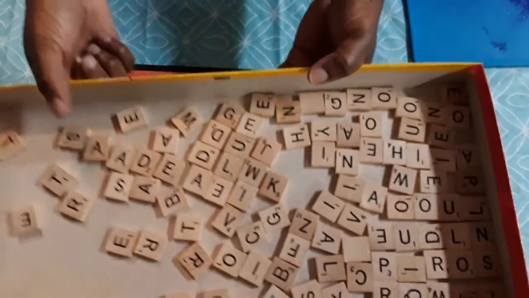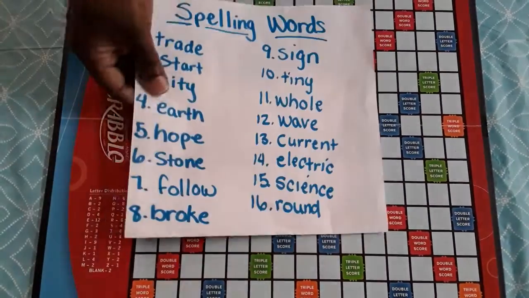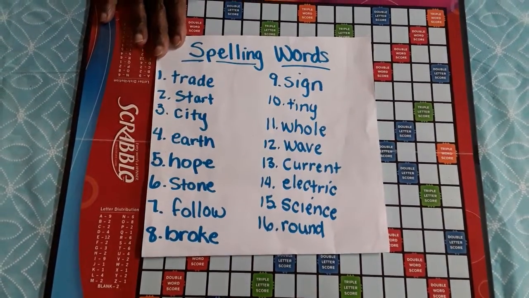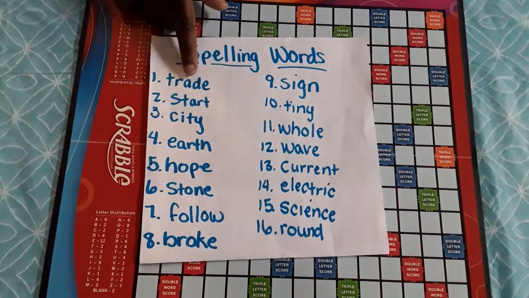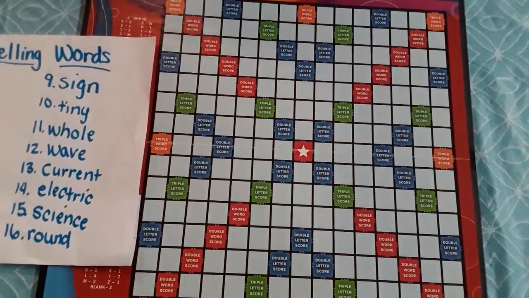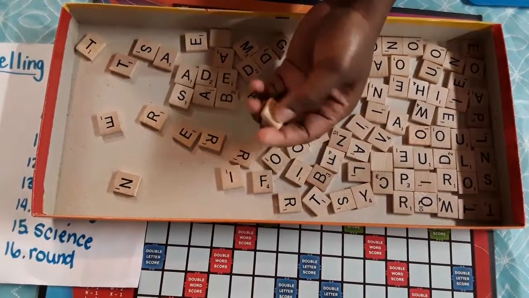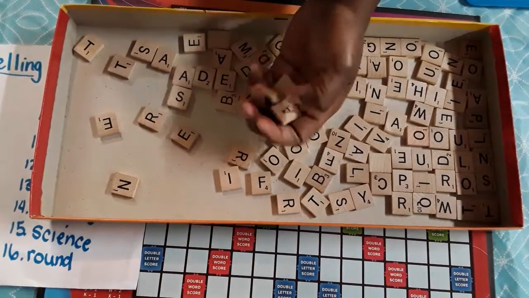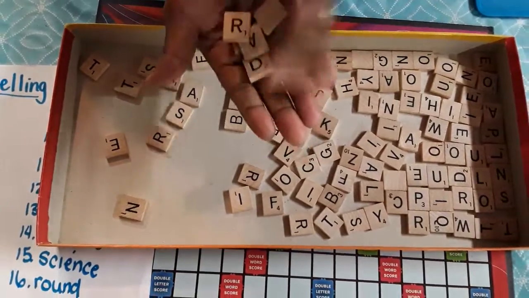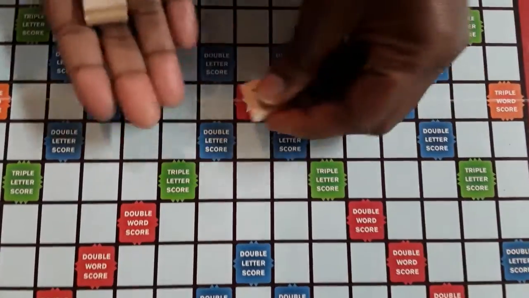As they get ready to do this, they're going to take their first word. In this example, we have 16 words. Our first word is trade, T-R-A-D-E. When your student is ready to start, they're going to take the box and look for the letters in trade. Once they find their letters, they're going to start on the star and build upon the word.